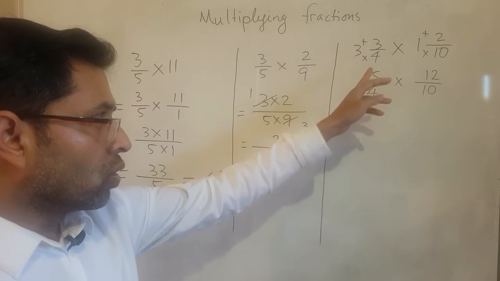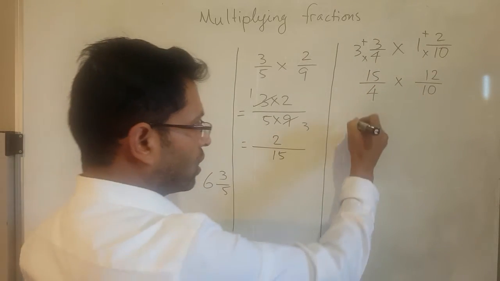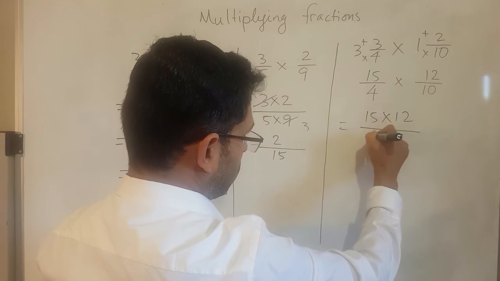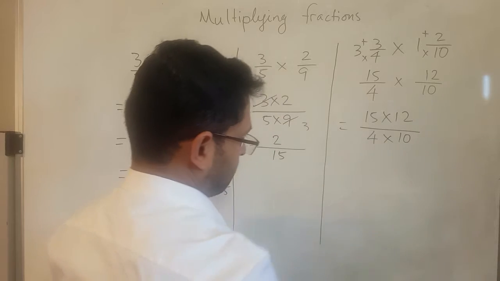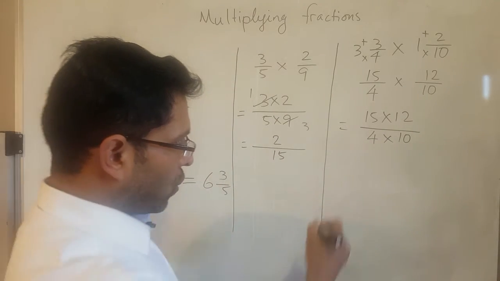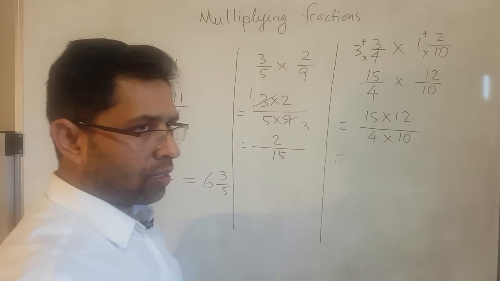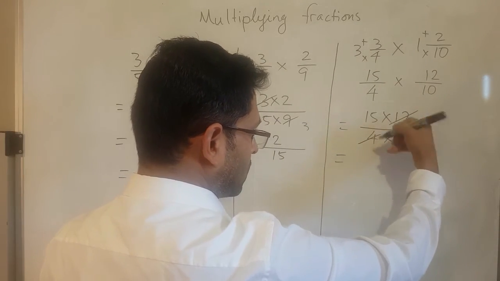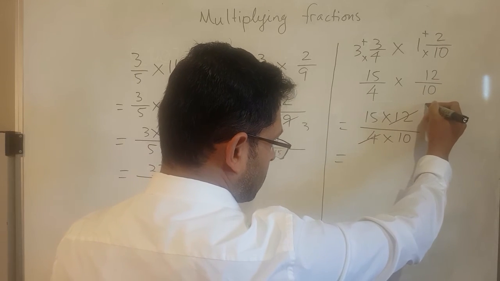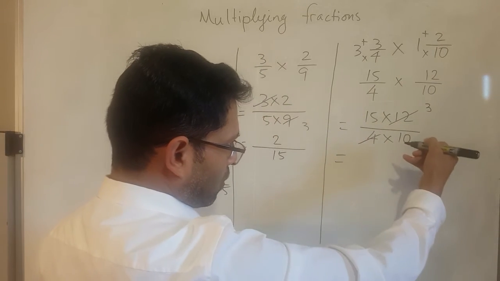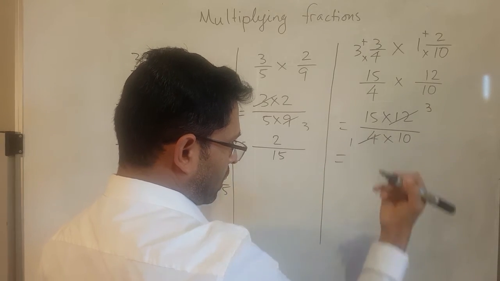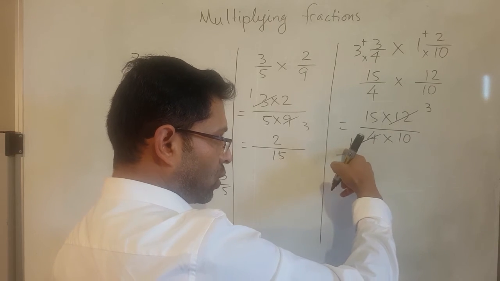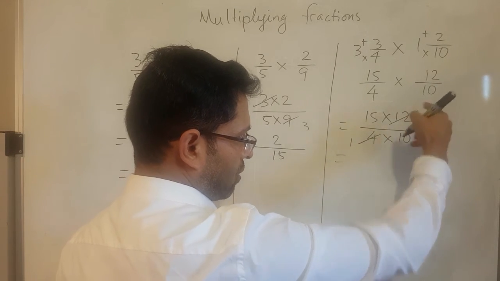What do we need to do? We just need to multiply the numerator with the numerator, so 15 multiplied by 12, and then the 4 multiplied by 10. Then we can try to find the common factor between the numerator and denominator. It is obvious that 4 and 12 we can divide by 4. 4 divided by 4 leaves 1, and 12 divided by 4 gives 3, because 4 times 3 is 12.